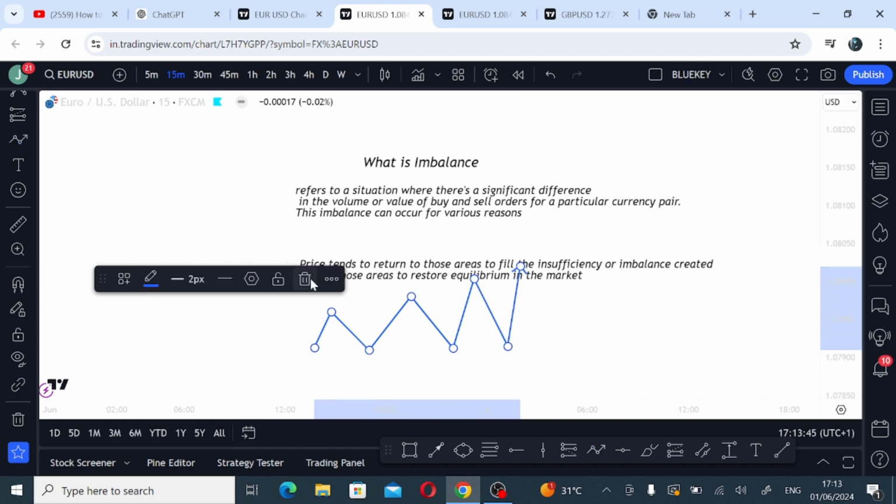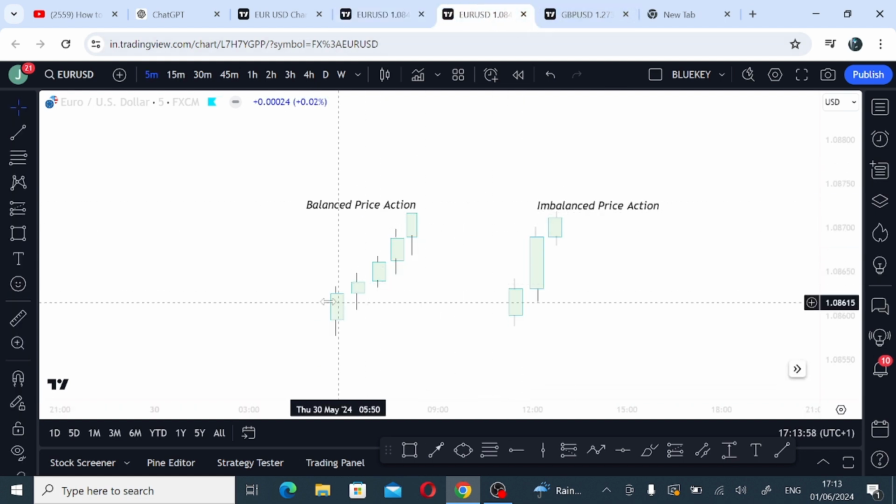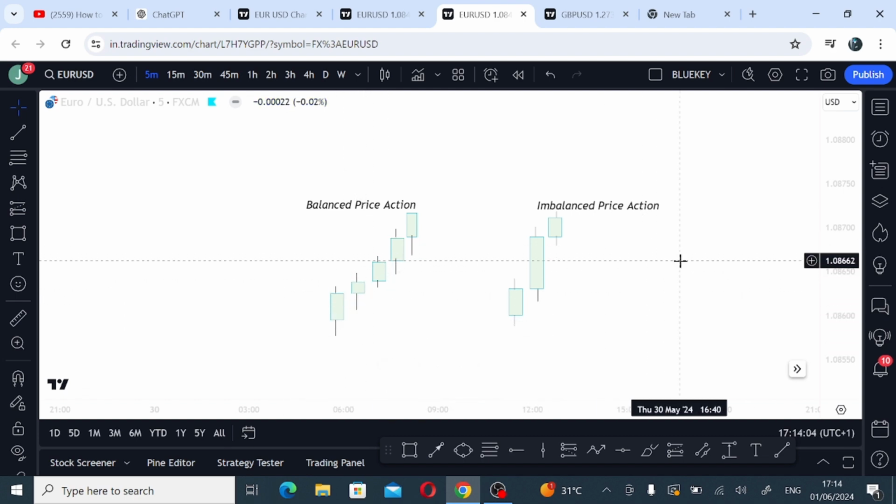So we're going to look at some examples of how a balanced market should look, and an example of an imbalanced market, what they actually look like, right? Okay, so let's check this out. All right, so right here what you can see is a balanced price action and an imbalanced price action.